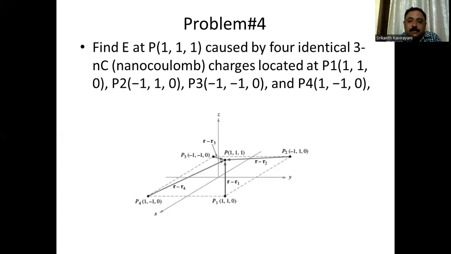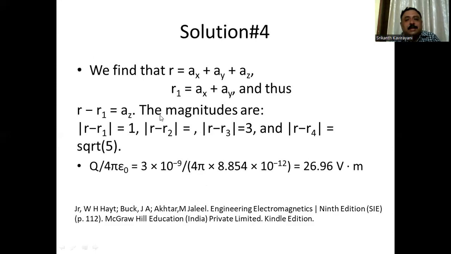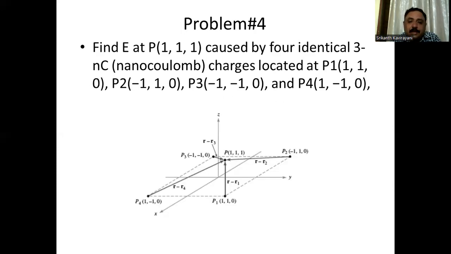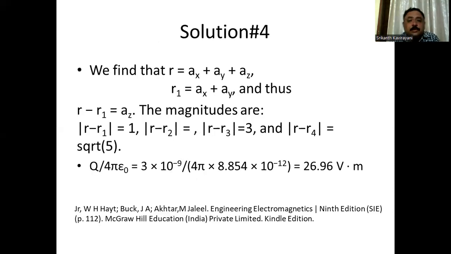So generalizing, we can define the vector distance R as ax plus ay plus az. And R1 would be something like ax plus ay. And we try to evaluate R minus R1, R minus R2, R minus R3, R minus R4, which would be like the distances between each of these points and the point where we are trying to evaluate the electric field. So the magnitude of R minus R1 would be evaluated to be 1. R minus R2 similarly can be evaluated. R minus R3 and R minus R4 would evaluate to square root of 5.